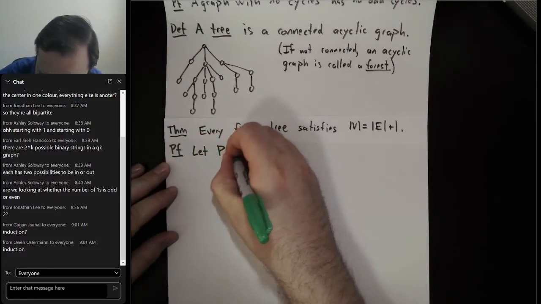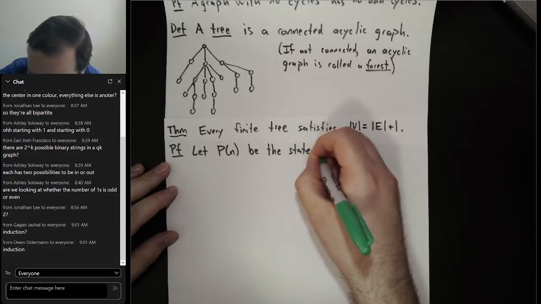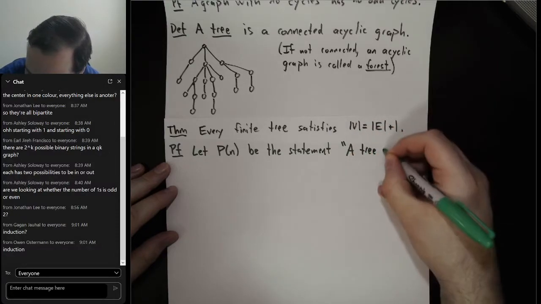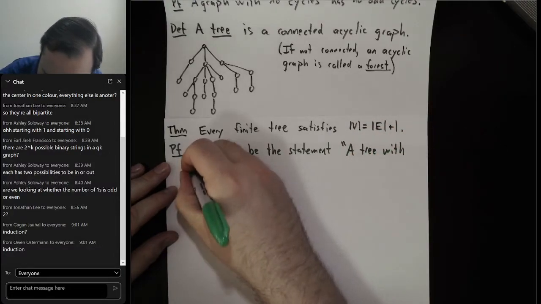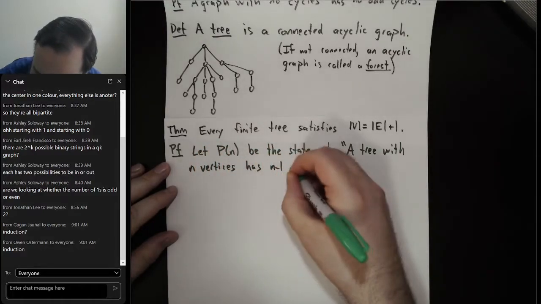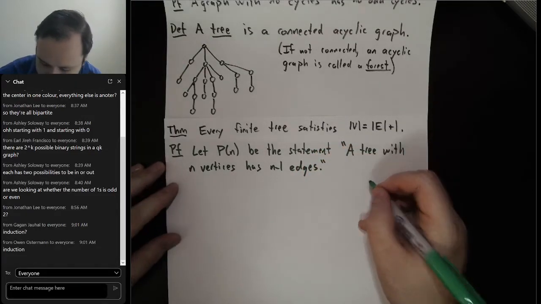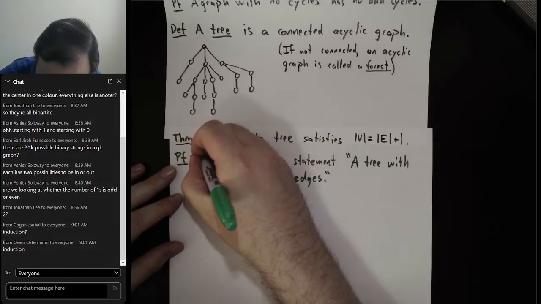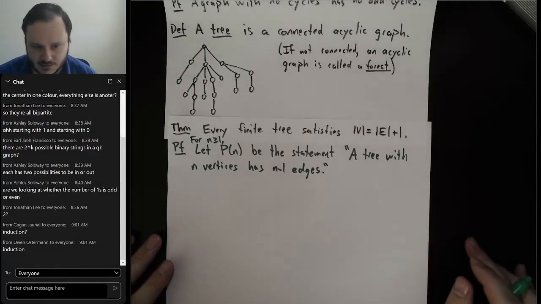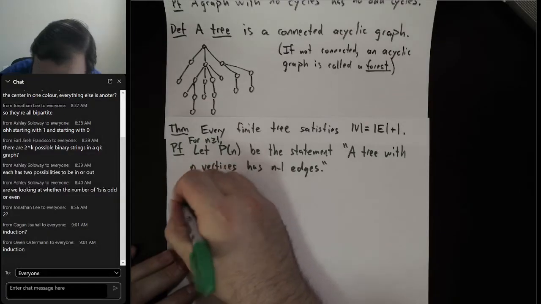So I'm going to prove: let P of n be the statement. A tree with n vertices has n minus 1 edges. And I should say for n greater than or equal to 1, let this statement be. Okay, what's my base case going to be?